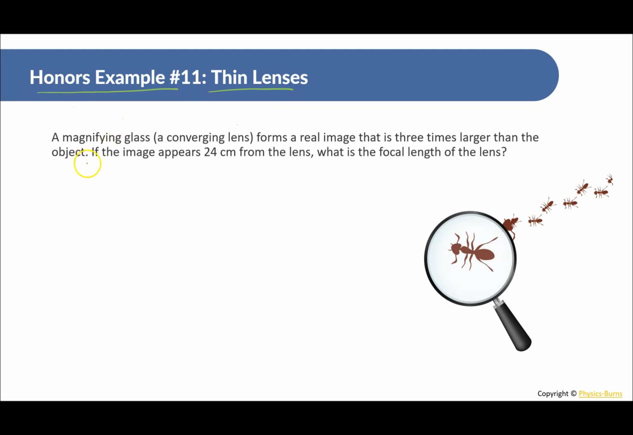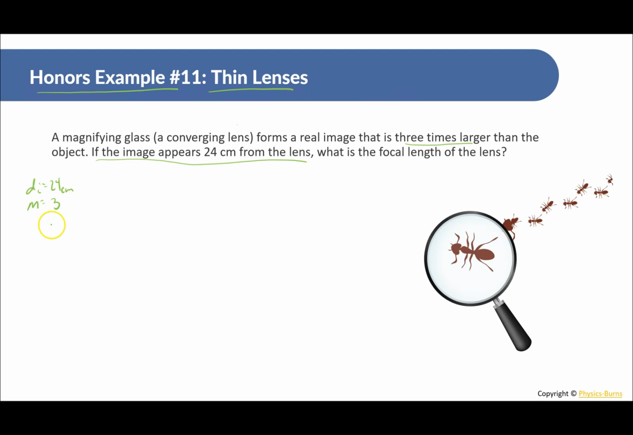So a magnifying glass, a converging lens, forms a real image that is 3 times larger than the object. If the image appears 24 centimeters from the lens, what is the focal length of the lens? Alright, so a few things here. Distance of image, 24 centimeters. Real image that is 3 times larger. Magnification equals 3. I think that's all the information that we have.